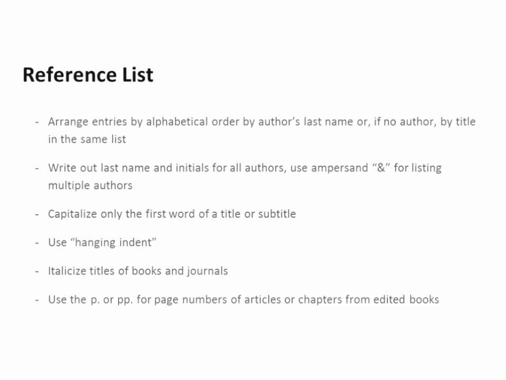You'll use the hanging indent when you're listing your citations, and you italicize titles of books and journals. And then you'll use the P or PP for page numbers of articles or chapters from edited books.